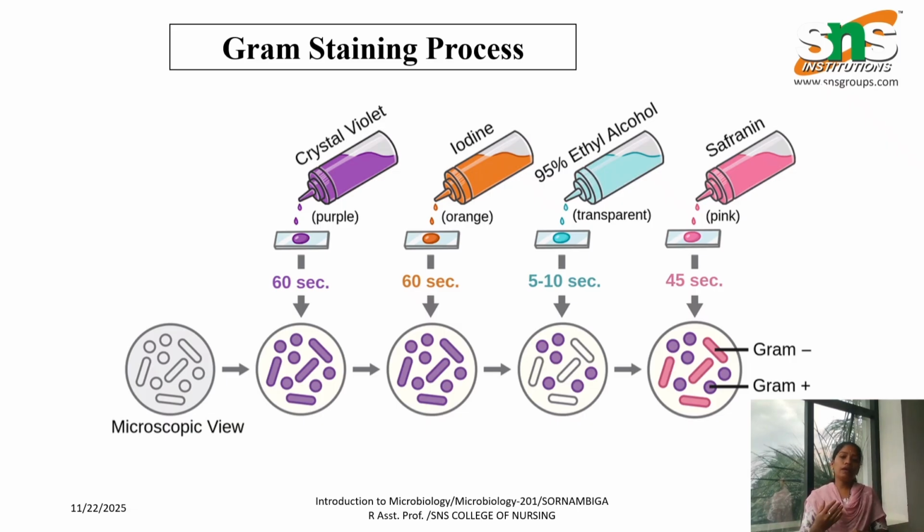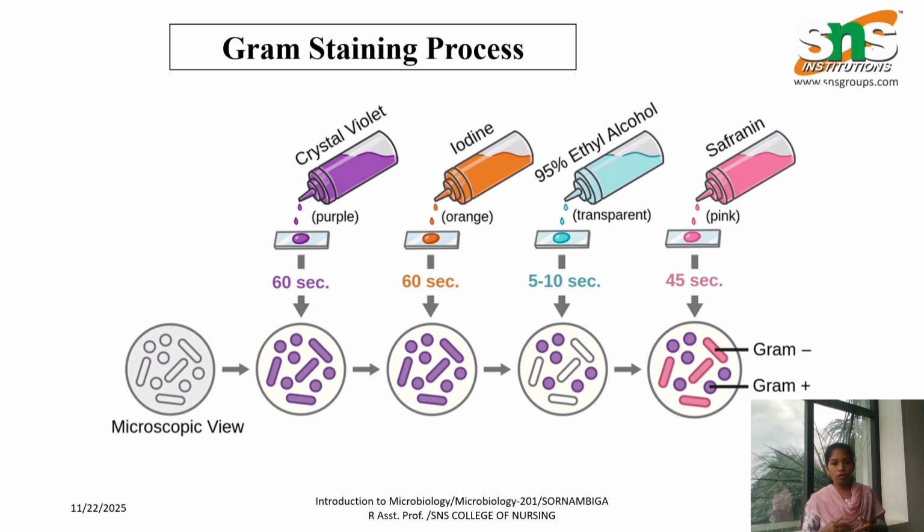After that we add the decolorizing agent, a transparent solution, ethyl alcohol. It decolorizes the gram negative bacteria, while gram positive bacteria retain the stain. Lastly we add safranin for 45 seconds.